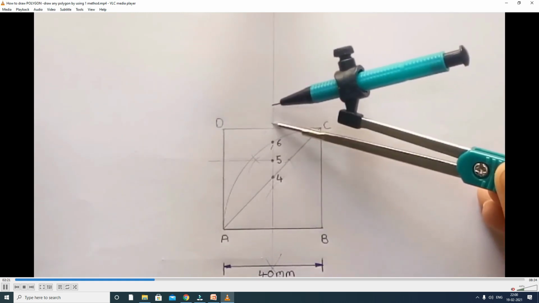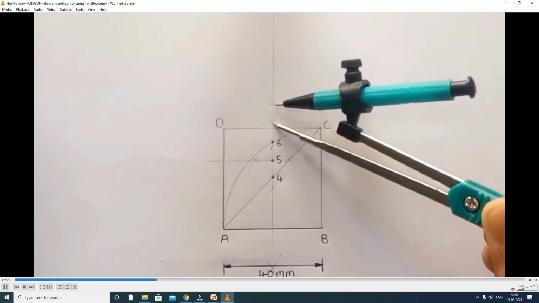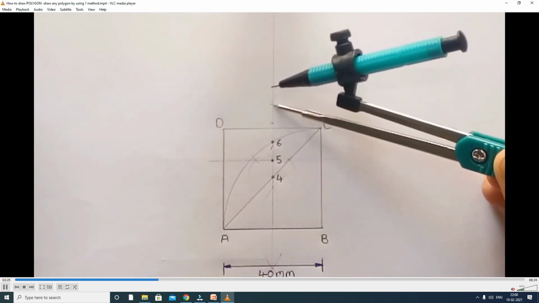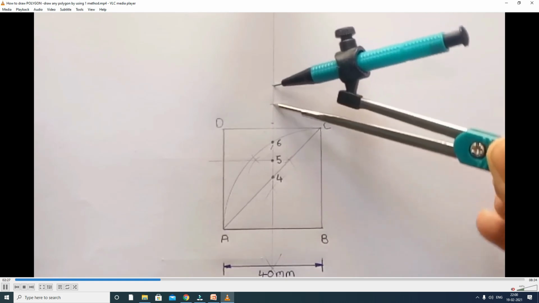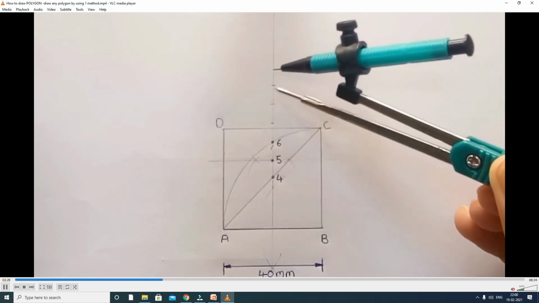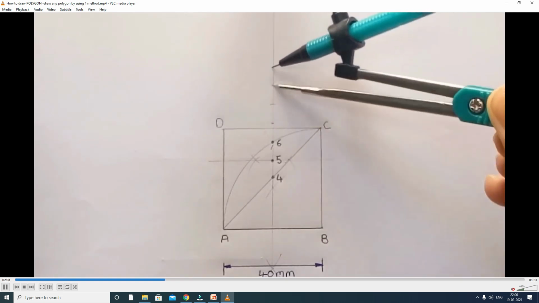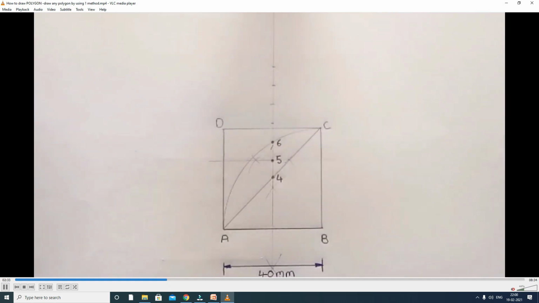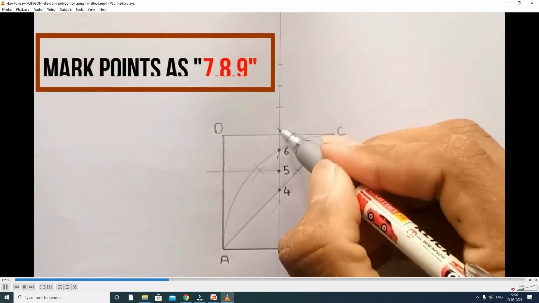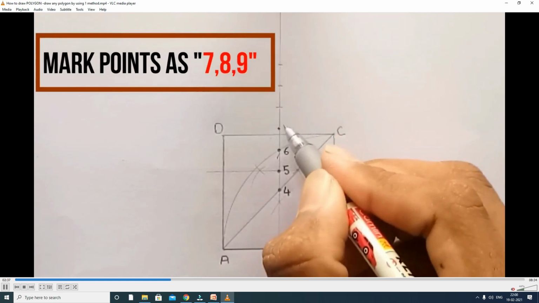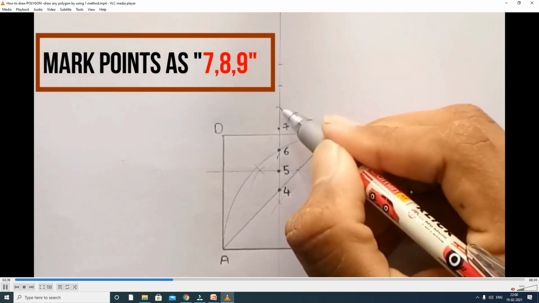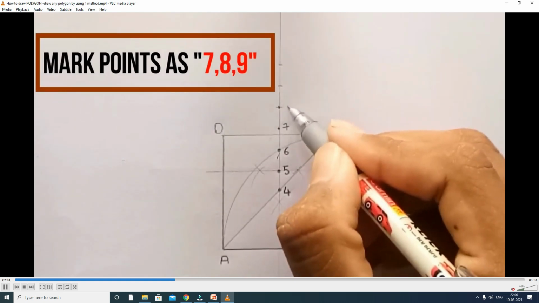4 to 5 is the same distance, 5 to 6 is also the same distance, and the same for 6 to 7. 6 to 7 we also mark by cutting the vertical line, and that is point 7. 7 to 8 we also cut the same distance on that vertical line, and that is point 8.